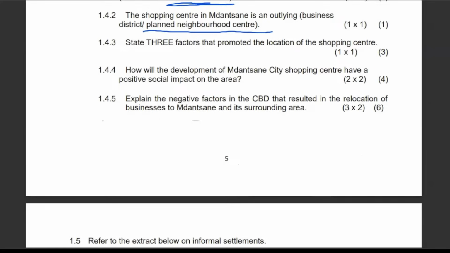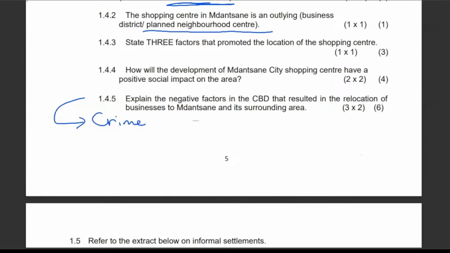So for that matter, we want to identify some negative implications of doing business in the CBD, which promote people to decentralize. There is crime. High levels of crime in the CBD. We tend to find that there are lots of people in the CBD, and because of the confusion and congestion, some of the people take chances to commit criminal acts, for example pickpocketing, vehicle theft, vehicle burglary, house burglary, shoplifting. All those things disturb business in the CBD.